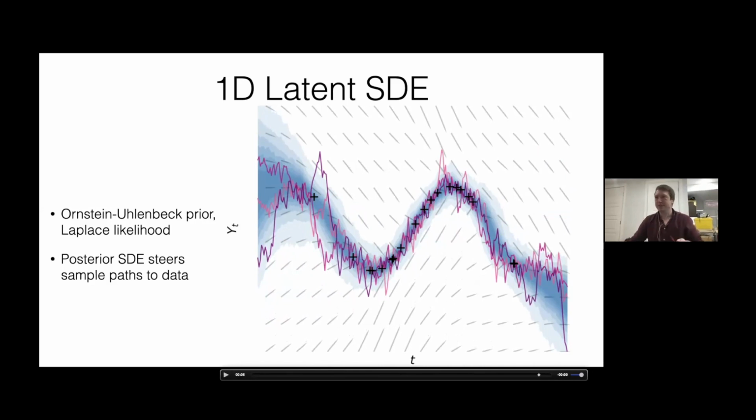Maybe a few of these examples. And here I've actually shown in gray the drift of the approximate posterior. Basically, the prior would have sample paths just going out in a cone, but the posterior steers them towards the data. And that's why these purple sample paths go through the data for the most part.